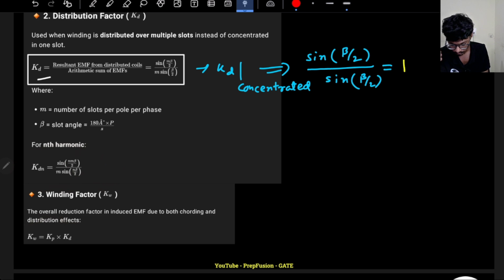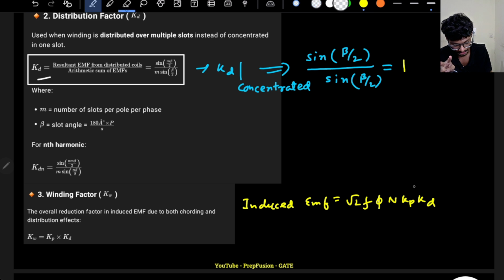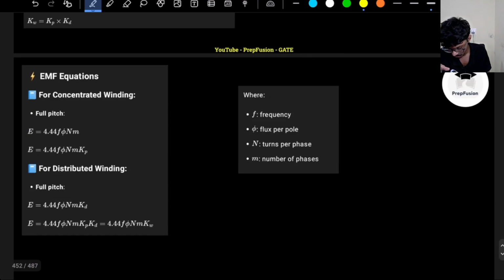So overall, your induced EMF is equal to root 2 pi f phi into N into Kp into Kd, two factors, which is equal to the winding factor. We write it as a single factor, Kw, which is generally less than 1, normally 0.866 or 0.8, not that low a value, but something like 0.8. I hope it is clear to you guys. So that's it basically.